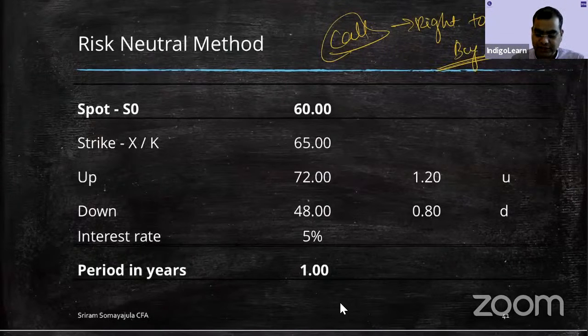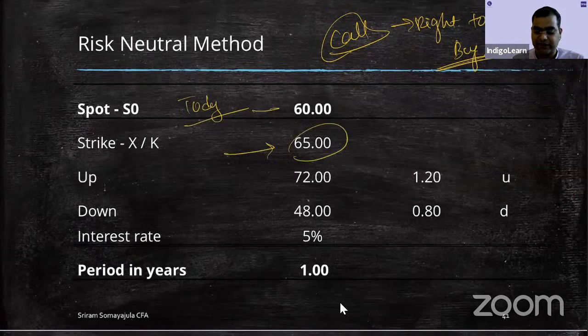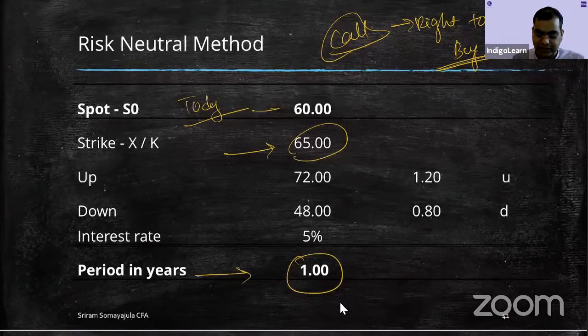So let us say today's spot. Today, the spot is 60. You are entering into a contract at 65. That is, you have a right to buy something at 65 after 1 year. Okay, period in years is 1 year.